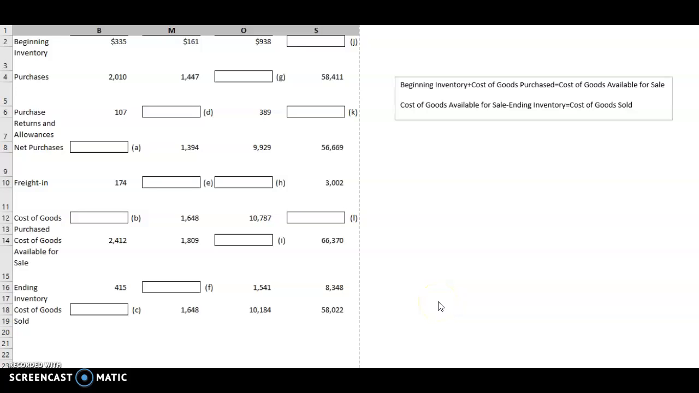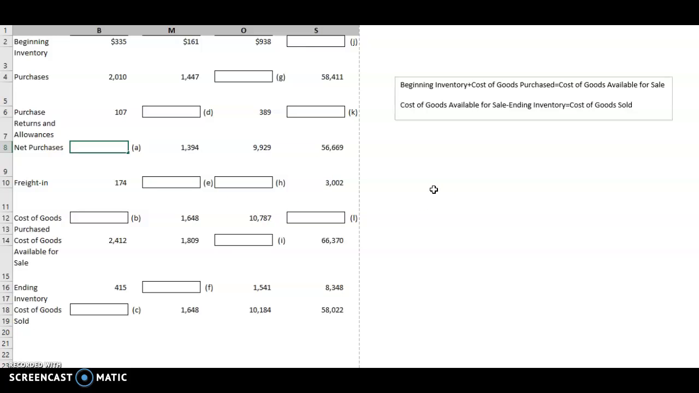Hi everyone, we're solving the homework problem from chapter 5, exercise 13. We have 4 different companies here: company B, M, O, and S, and we have been asked to complete a cost of goods sold series for these companies. As you can see, we just have blanks that need to be filled in, so we're going to get started with blank A, company B.